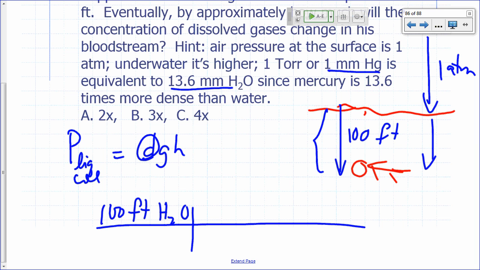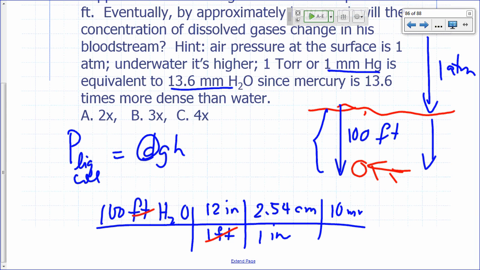Let's change that to millimeters. How many inches in a foot? 12 inches in 1 foot. And inches to centimeters: 2.54 centimeters is exactly 1 inch. And a centimeter is 10 millimeters, right? So 10 millimeters for 1 centimeter. So that gives us how much?